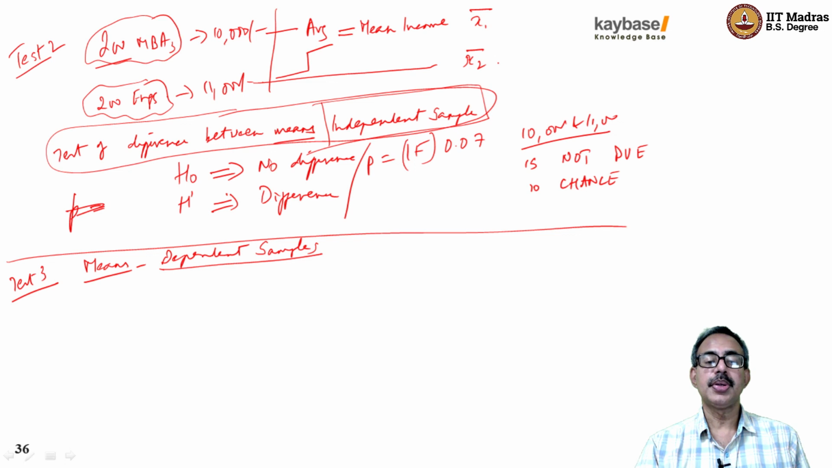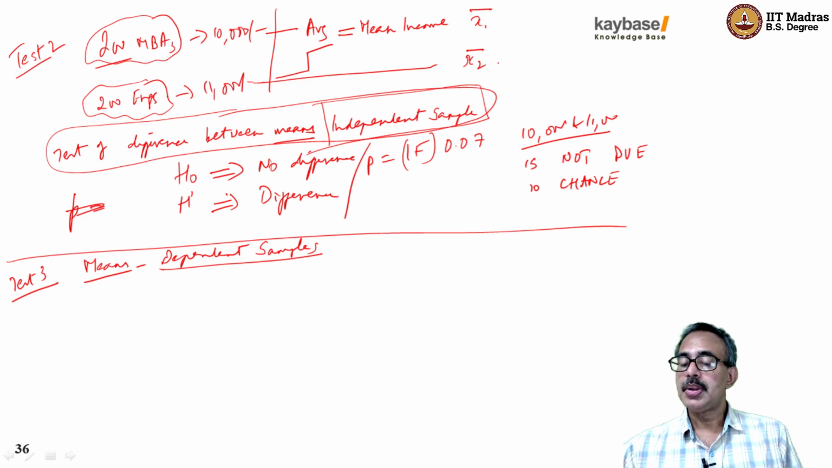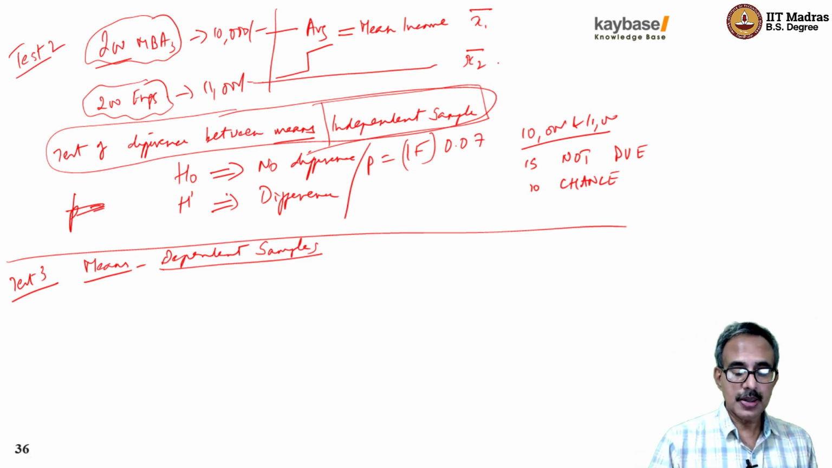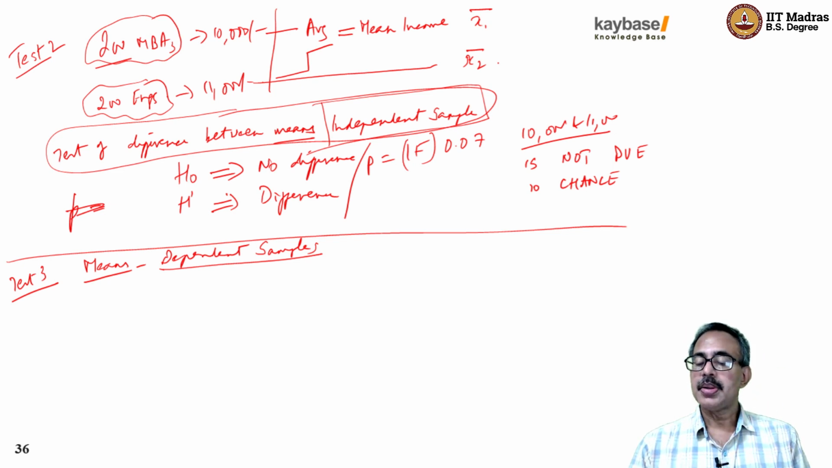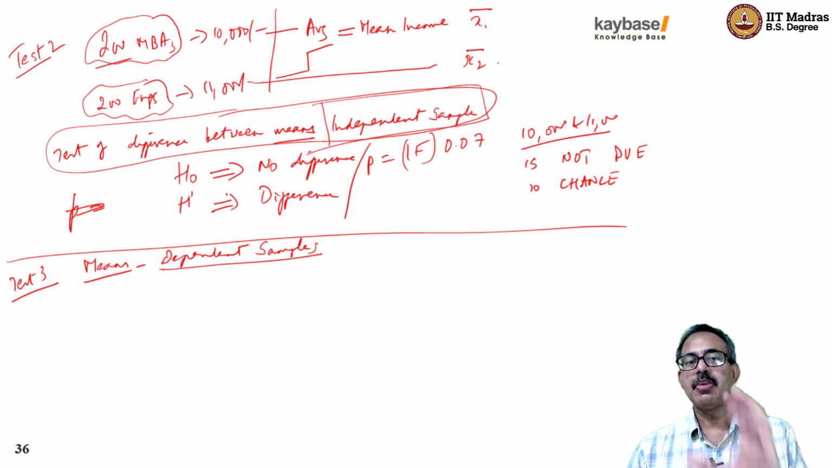Right, so we will continue. I was talking about the third kind of test, which is testing for two means, but for dependent samples. So what do I mean by dependent samples?